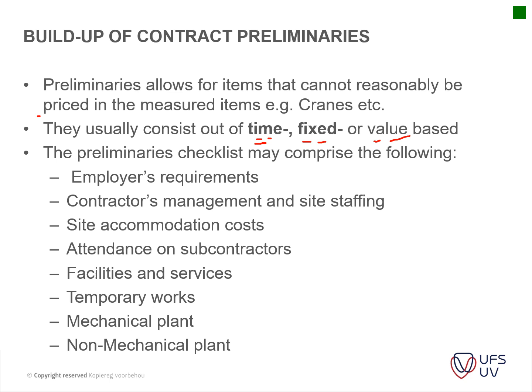Then the preliminary checklist may comprise the following: your employees' requirements, your contractors' management and staffing, site accommodation costs, attendance on subcontractors, facilities and services, temporary works, mechanical plant, and non-mechanical plant. So these are just some items that your client might request from you to get clarification on.